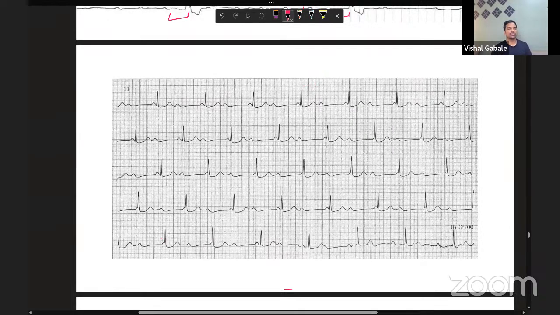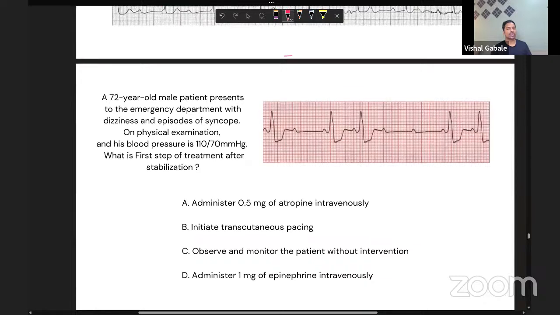Now identify this one. Now answer this question, guys. A 72-year-old patient presents with a syncope and his BP is 110/70. What is the first step of treatment after stabilization of this patient?